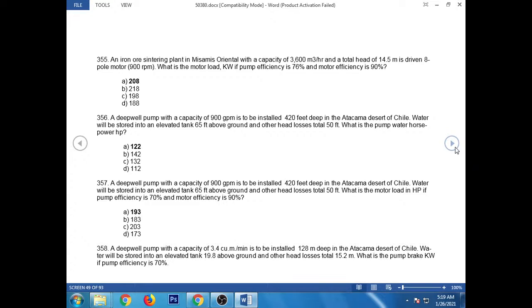Answer: 193. A deep well pump with a capacity of 3.4 cubic meters per minute is to be installed 128 meters deep in the Atacama Desert of Chile. Water will be stored in an elevated tank 19.8 meters above ground and other head losses total 15.2 meters. What is the pump brake kilowatt if pump efficiency is 70%?